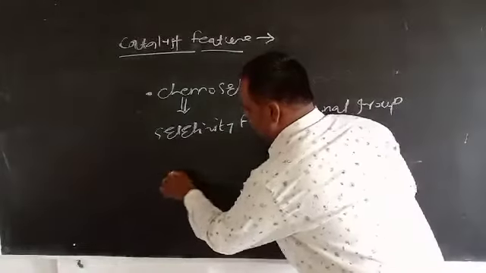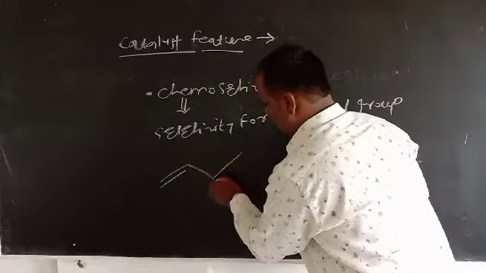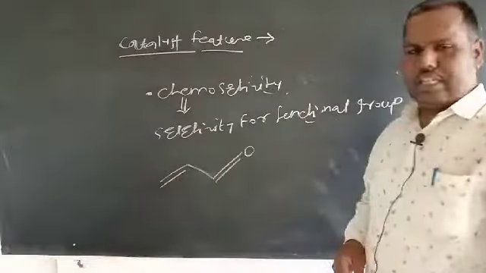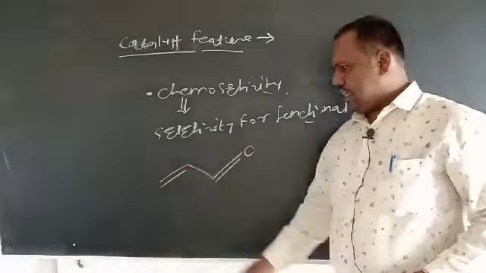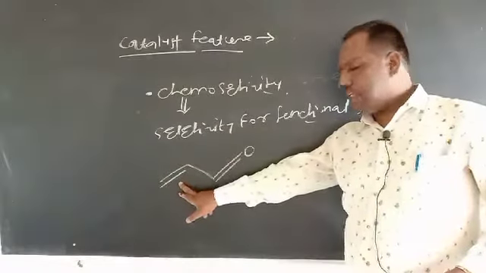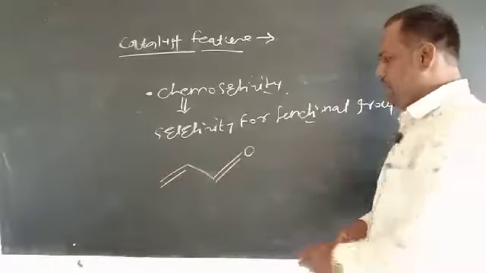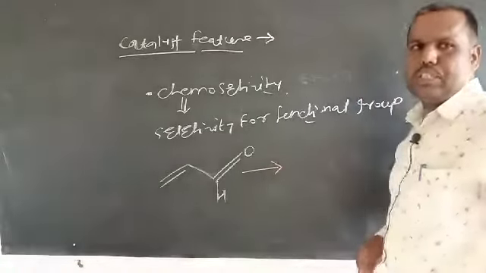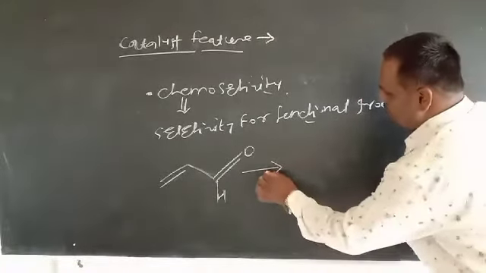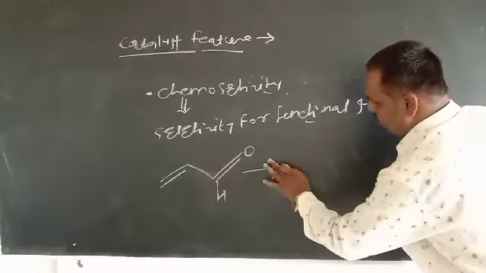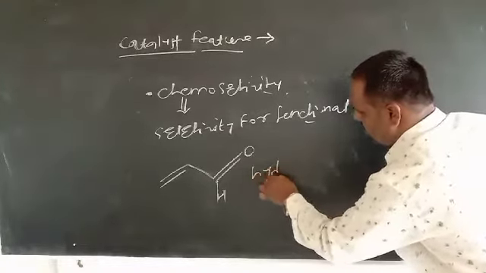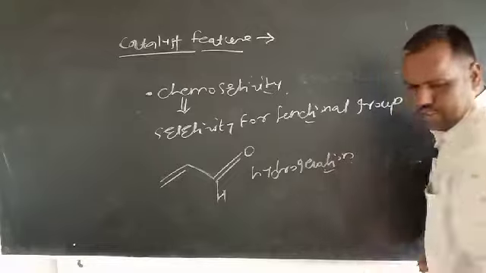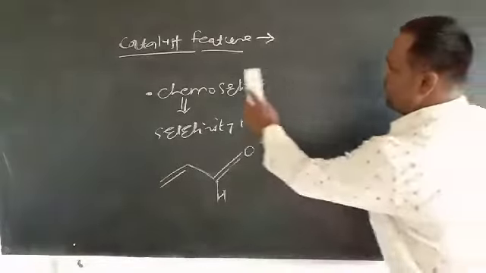For example, if you take an example, this is your reactant. In this reactant, there are two functional groups. One is carbon-carbon double bond, and second is aldehyde, that is C double bond O H, which undergo hydrogenation reaction. Okay.